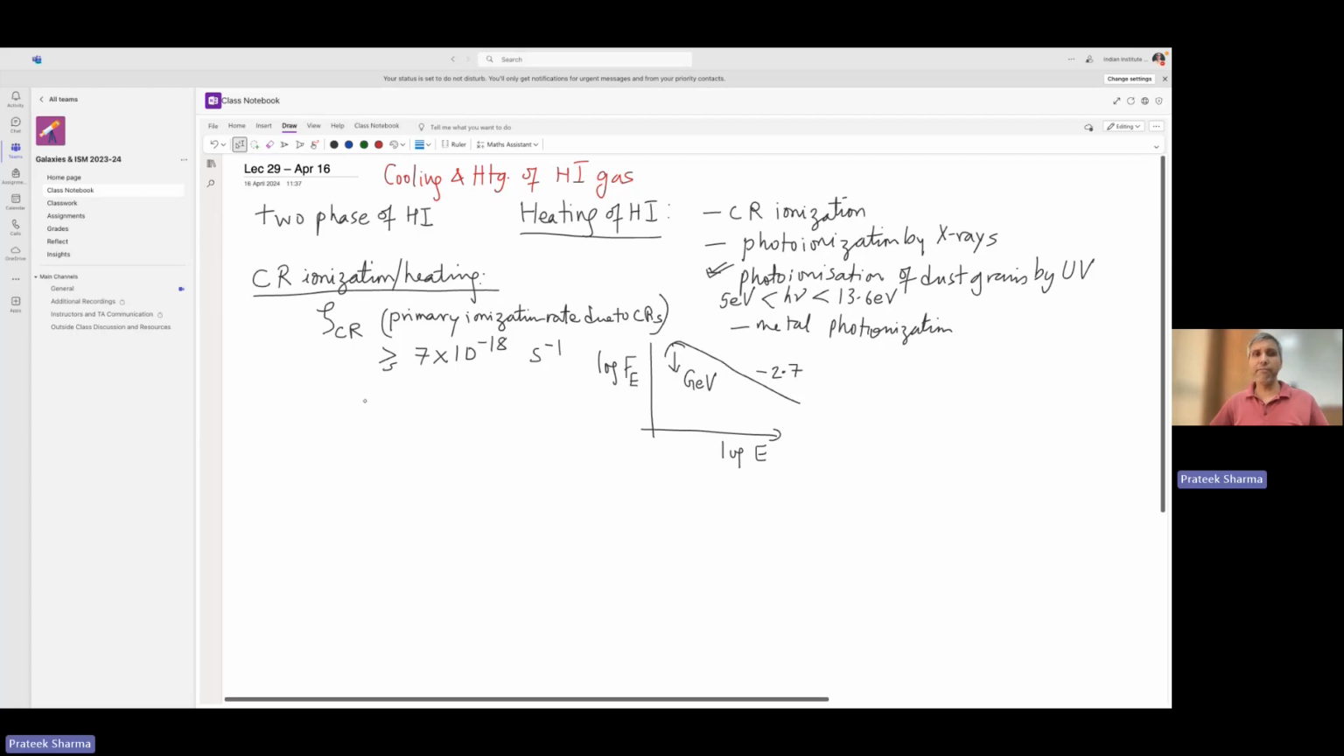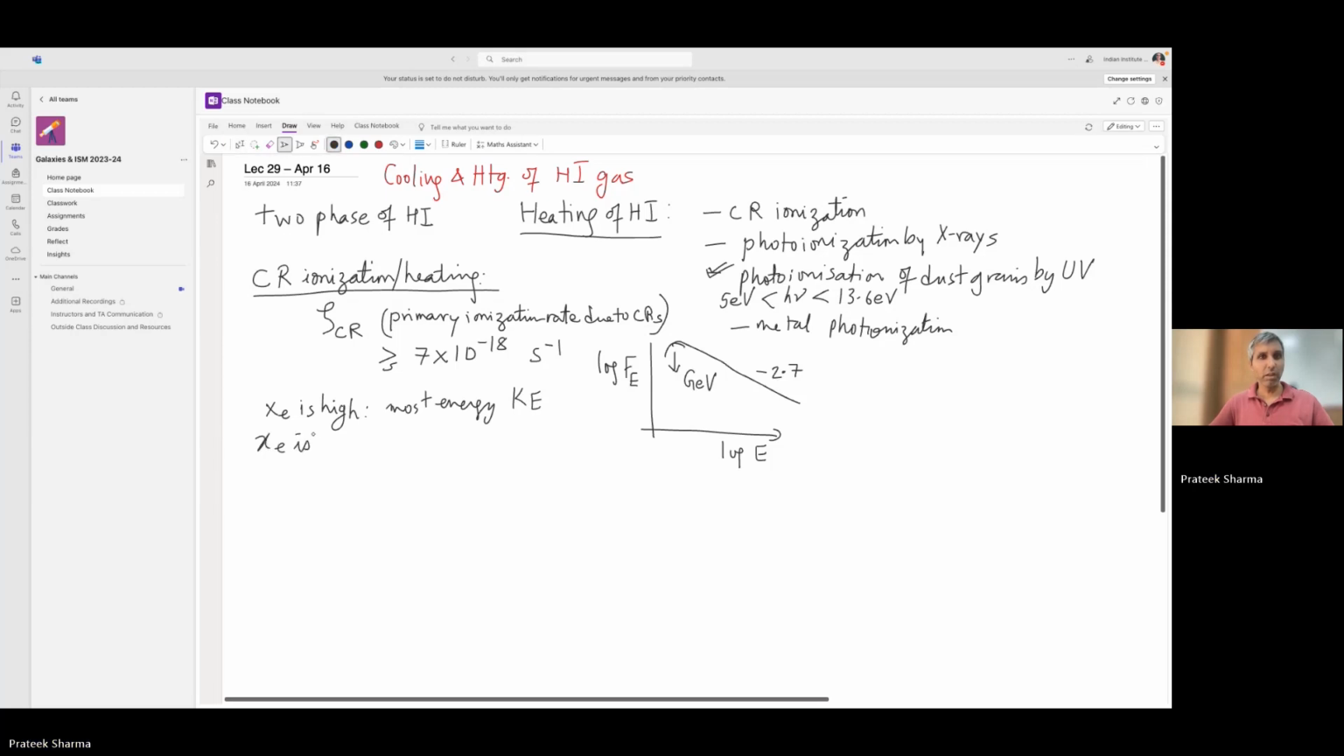And if Xe is high, Xe is the electron fraction. If Xe is high, it means that ionization is high, so it's not predominantly neutral. In that case, most of the energy of this primary electron that has been released will Coulomb interact with other electrons, and it will share its energy with them. So when the ionization fraction is high, most of the energy of this primary electron goes into the thermal energy of other electrons. Okay, so most energy goes into kinetic energy.